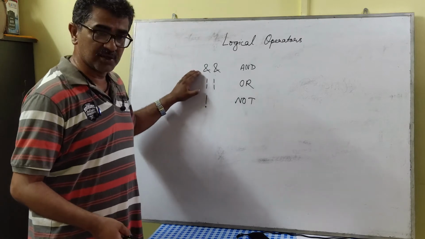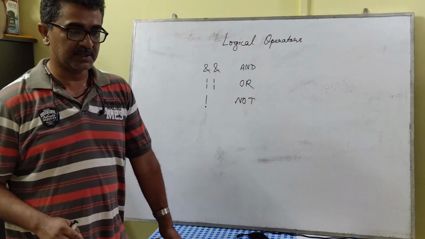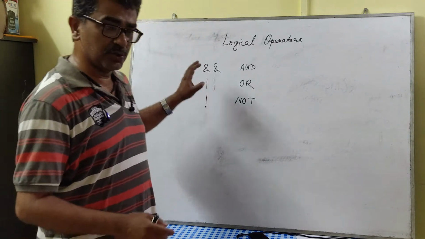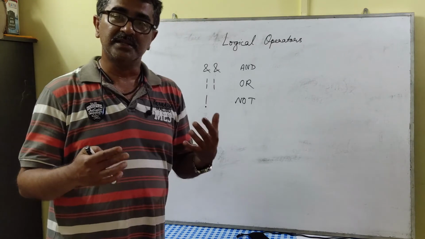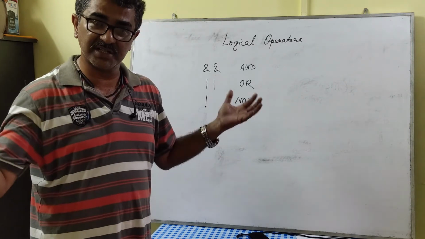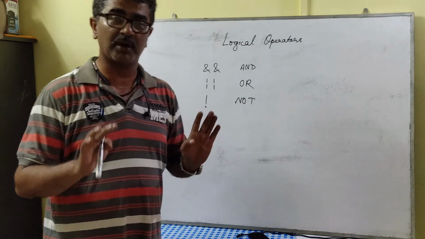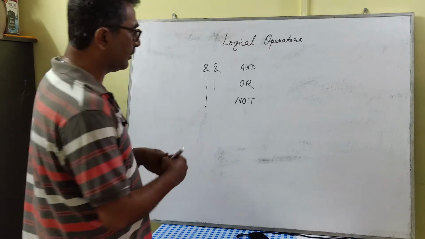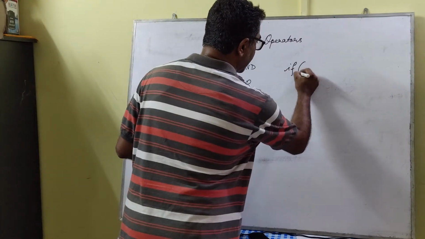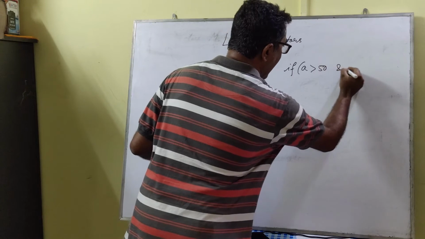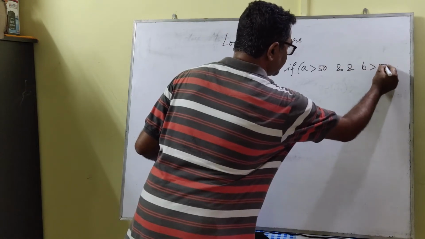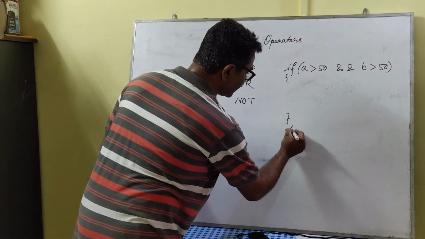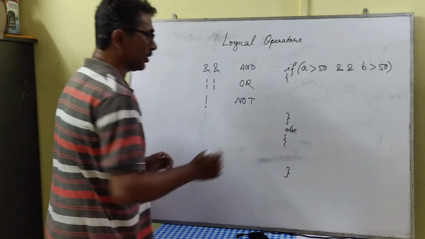First, the AND logical operator is generally used with multiple relational operations, and it is used to make Java understand that only when all the conditions are true, then all the statements in the if block get executed. Otherwise, the statements in the else block get executed. I'll give you an example. Suppose it is written out here: if A is greater than 50 and B is greater than 50, then certain statements are to be executed in the if block. Otherwise, there are certain statements to be executed in the else block.